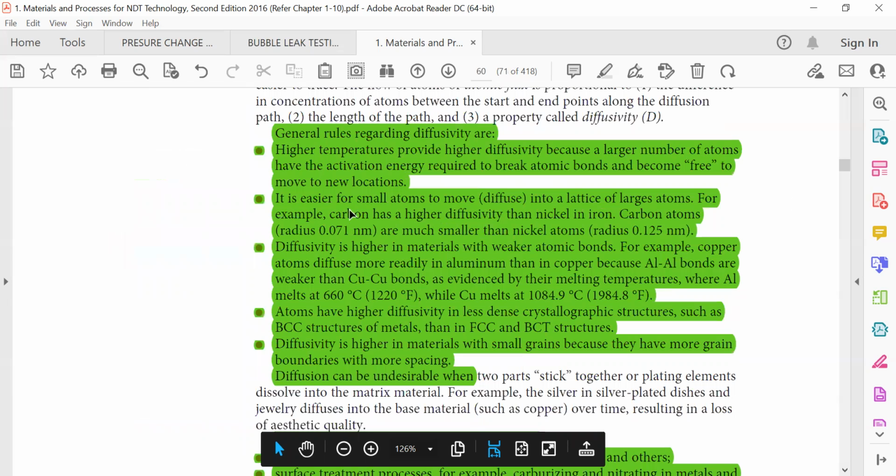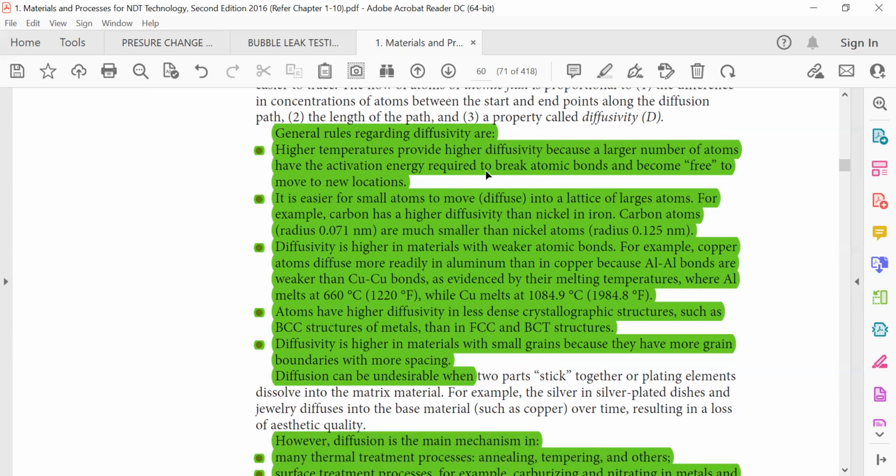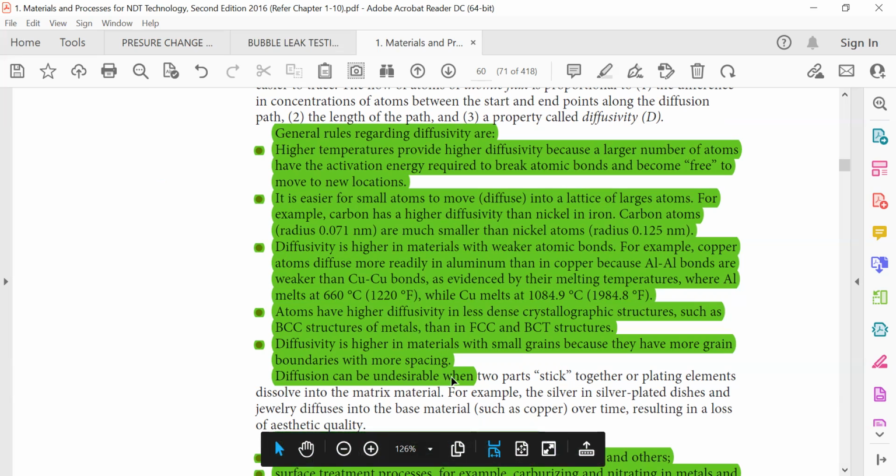General rules regarding diffusivity: higher temperature provides higher diffusivity because a large number of atoms have the activation energy required to break atomic bonds and become free to move to a new location. It is easier for small atoms to move into the lattice of large atoms. Diffusivity is higher in materials with weaker atomic bonds. Atoms have higher diffusivity in a less dense crystallographic structure. Diffusivity is higher in materials with small grains because they have more grain boundaries with more spacing. Diffusion can be undesirable when two parts stick together.